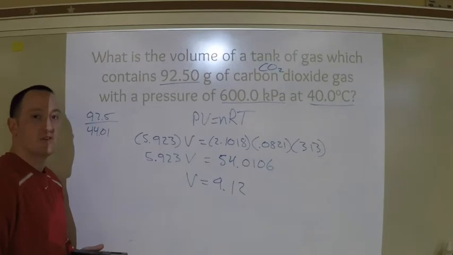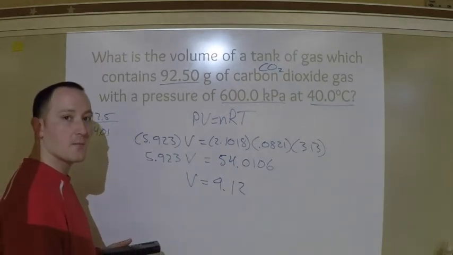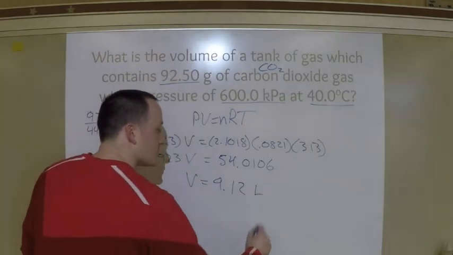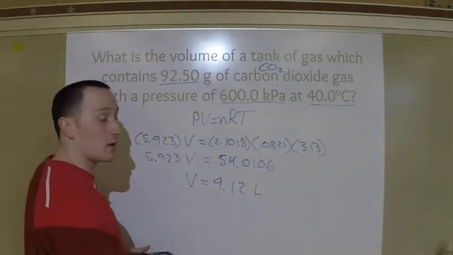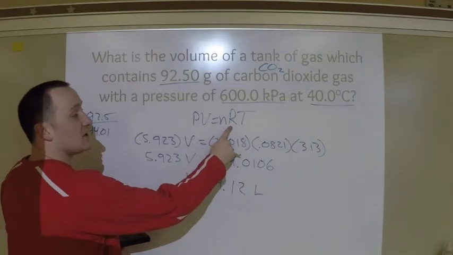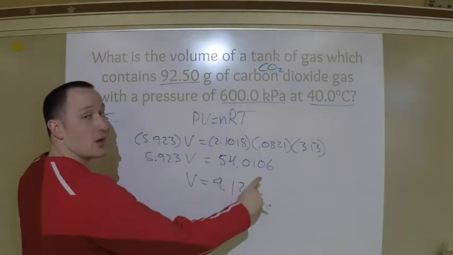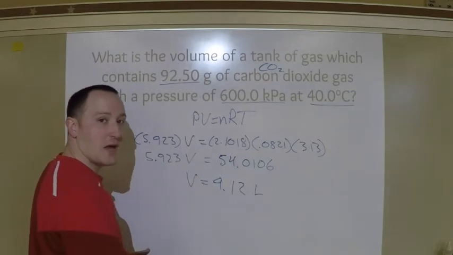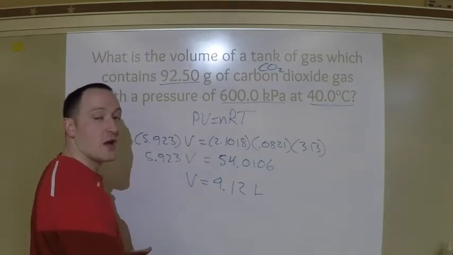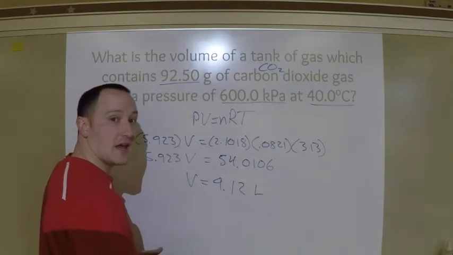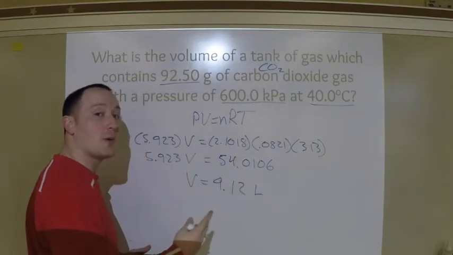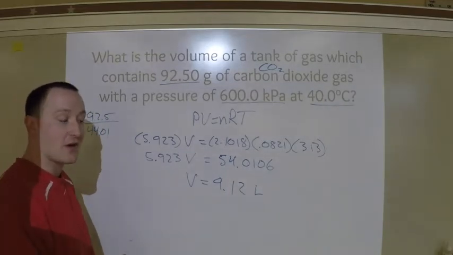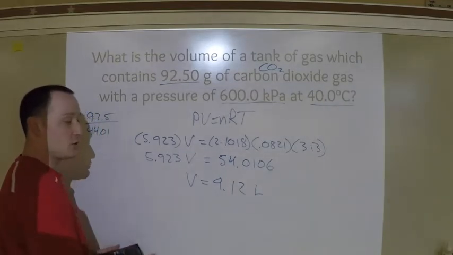Now, what would the units of this be? Take a minute, think about that. That's right, it should be in liters. And that's the reason why: since I used this R value of 0.0821, remember, in order to use that value, my pressure has to be in atmospheres, my temperature has to be in Kelvin, my n has to be in moles, and my volume has to be in liters. So that's why this value in liters is the correct unit.